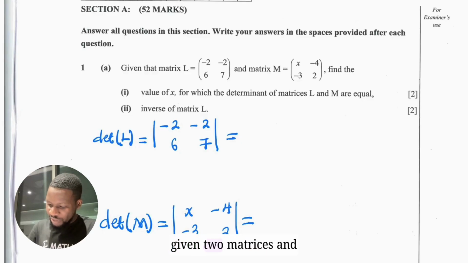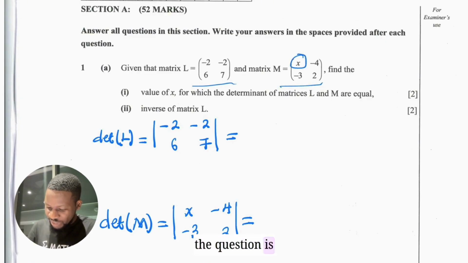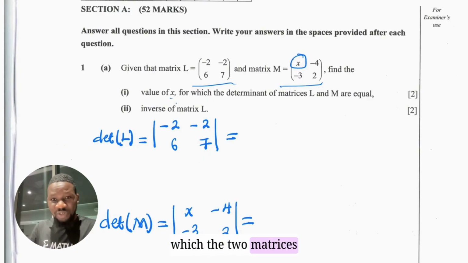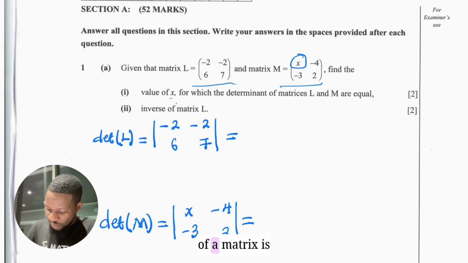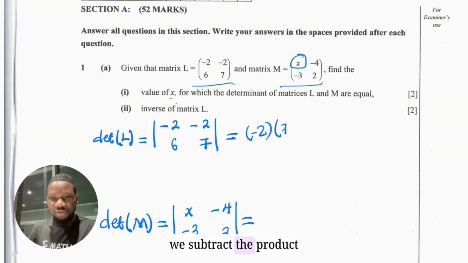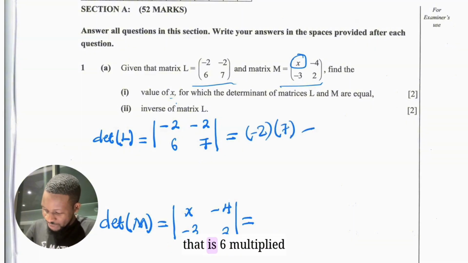So we have been given two matrices, and you can see that in the other matrix we have x in it. And the question is, let us determine the value of x for which the two matrices have the same determinant. Now you know that the determinant of a matrix is the product of the major diagonal, so you have 2 multiplied by 7. Then we subtract the product of the minor diagonal, that is 6 multiplied by negative 2.